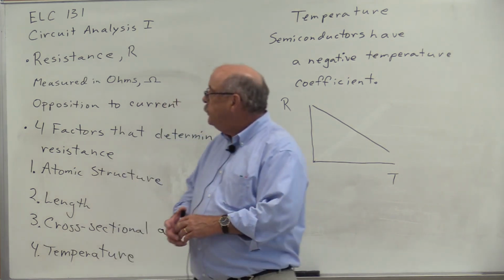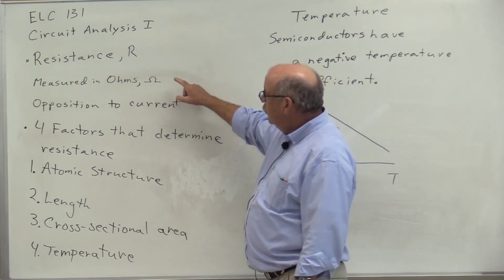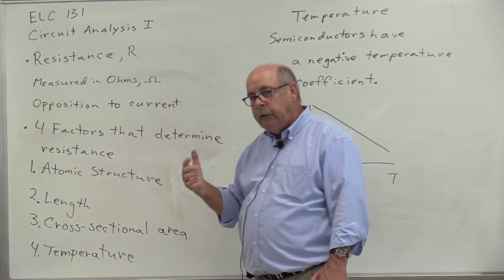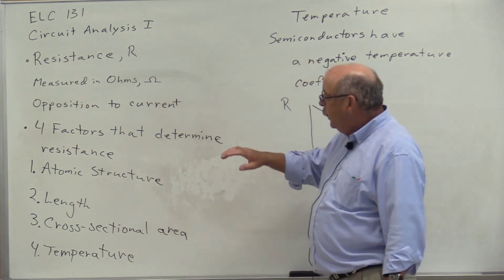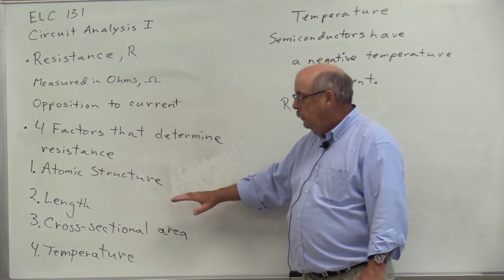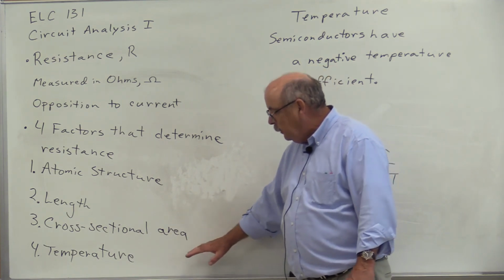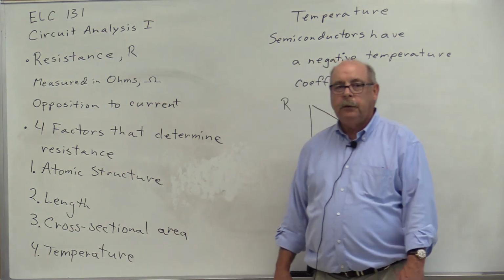So again, resistance, symbolized with the letter R, measured in ohms, is merely the opposition to current, and that's determined by the atomic structure, the length, the cross-sectional area, and the temperature of the material.